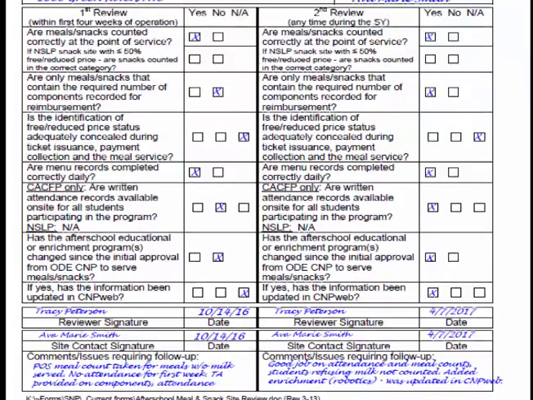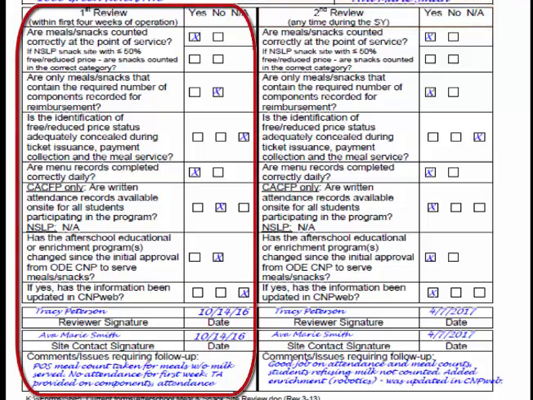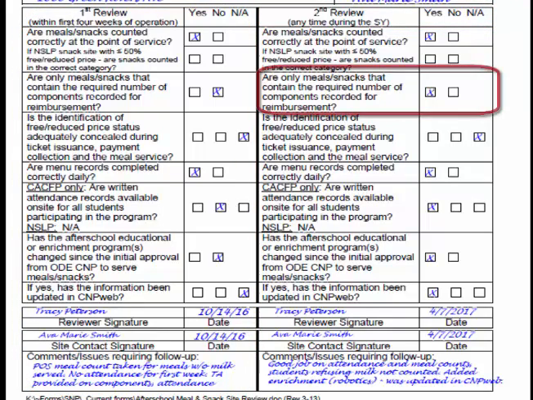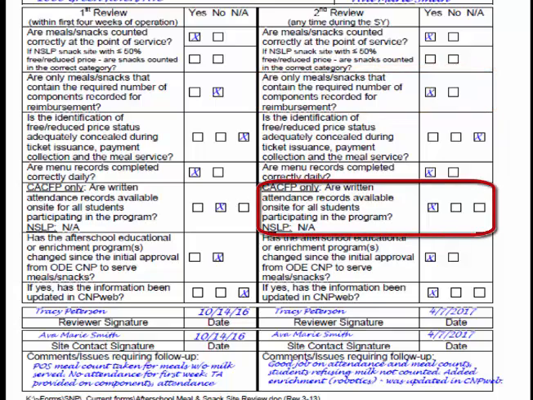Prior to going on-site for the second review, the site monitor should go over the first review and see what problems were observed. The site monitor should pay more attention to the meal counts to make sure that only complete meals are counted and attendance records are complete.